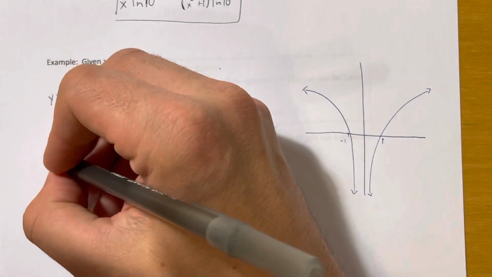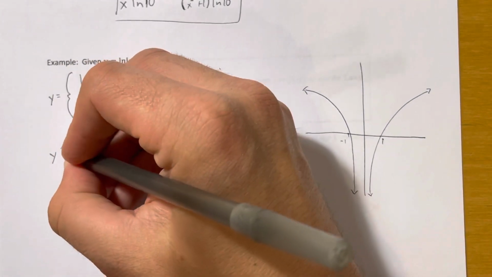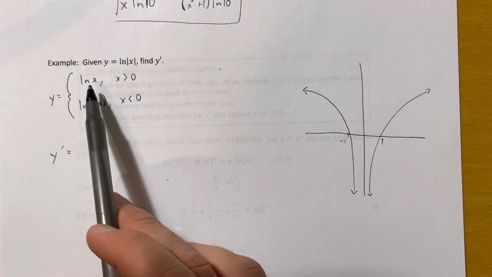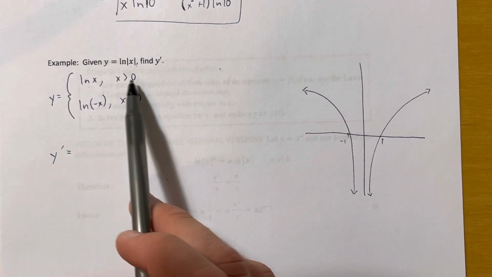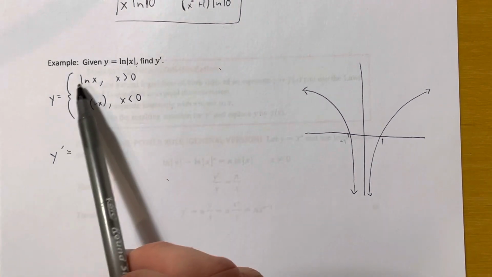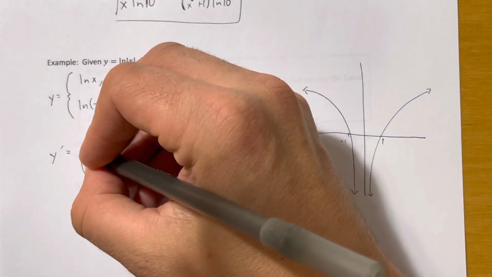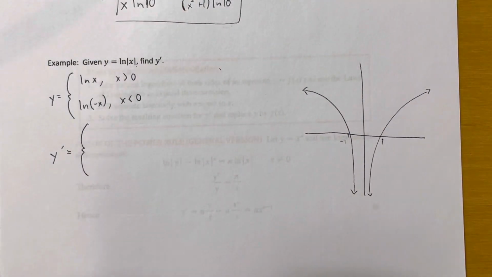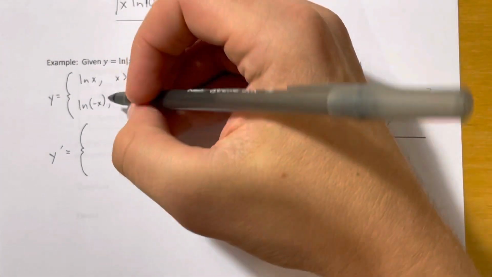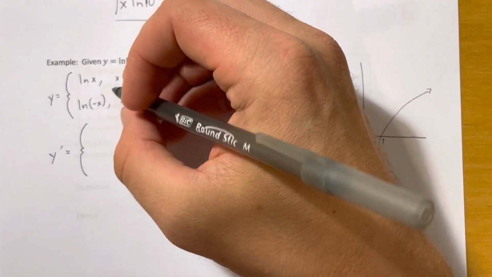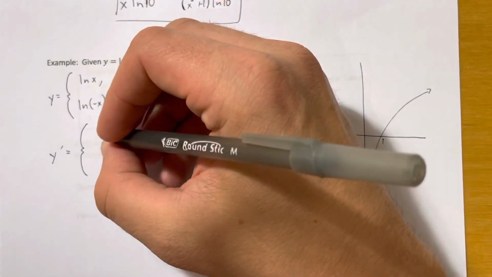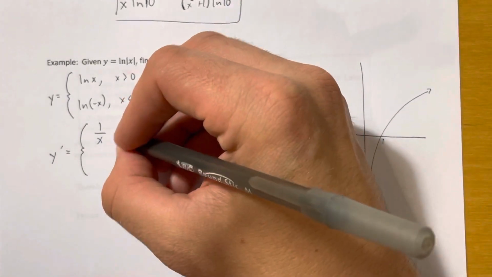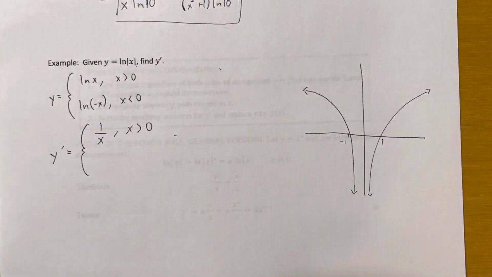Okay, now y prime is equal to the derivative of this, and for a piecewise function, if these two functions are differentiable on these domains, which they are, I can take the derivative of each one independently. So let's look at that for a moment. What is the derivative of the natural log of x? Well, the derivative here is going to be 1 over x, right? When x is positive.